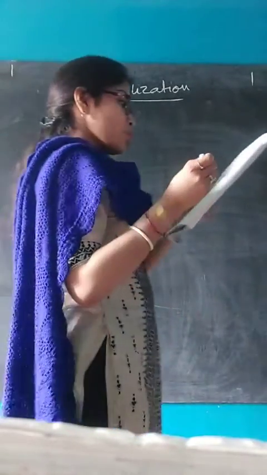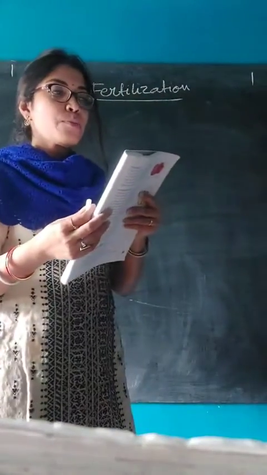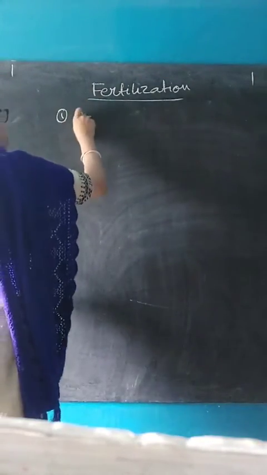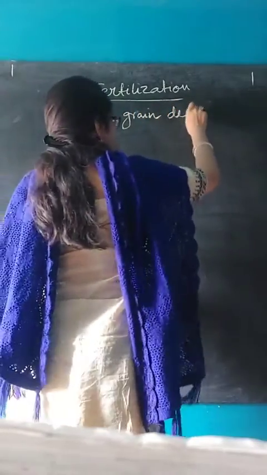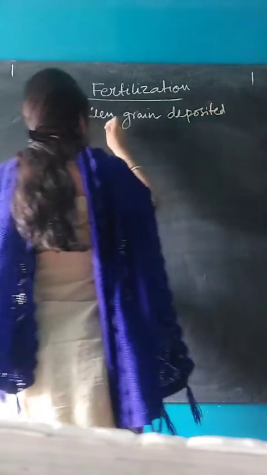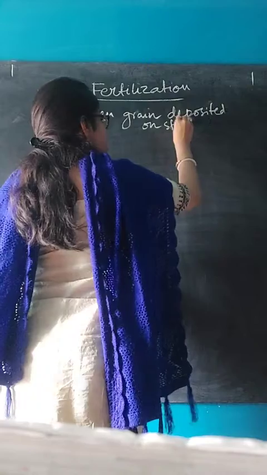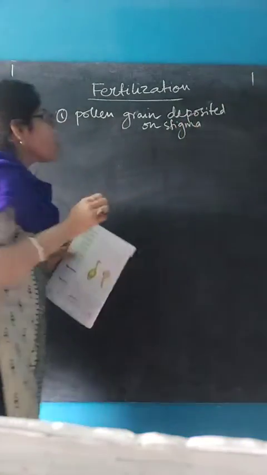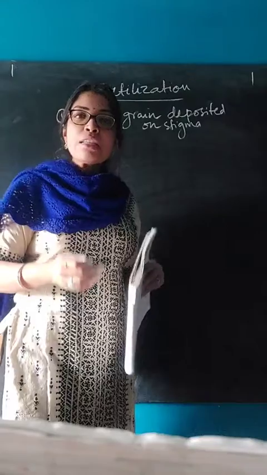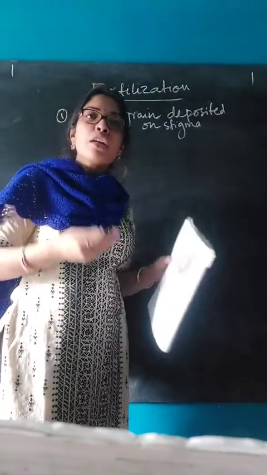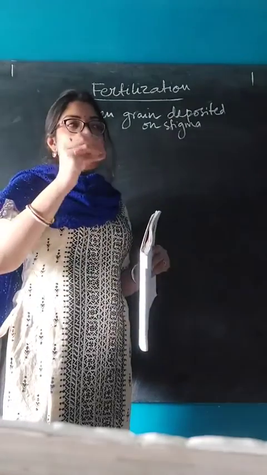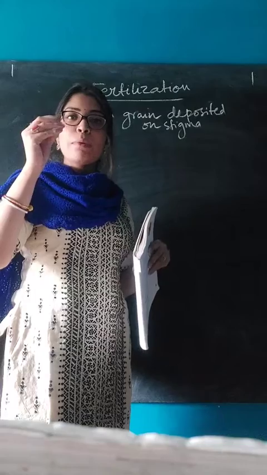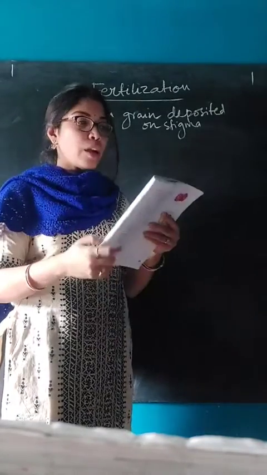Now talking about the process of fertilization. The first step is: pollen grain is deposited on the stigma of a flower. So obviously for the fertilization process to start, we need the male gamete to come nearer to the female gamete. That is, the pollen grain, which is the male gamete, will come near to the female gamete. It will be placed on the stigma of the female reproductive system.